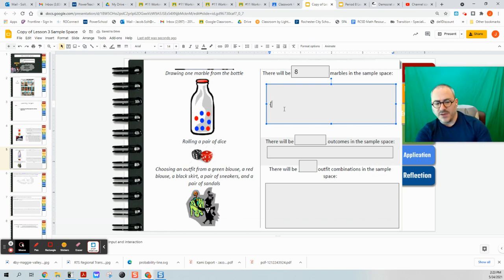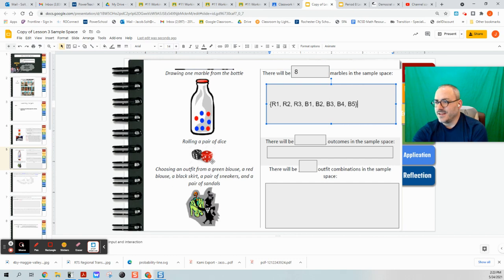I could either get a red marble or a blue marble. And in this case, we're going to say that we can identify which marbles are which. So I can get the first red marble, red 1, or I can get the red 2, or red 3. And I can get blue 1, blue 2, blue 3, blue 4, blue 5. And that's it, right? 5 blues, 3 reds, 8 total. This is my sample space.